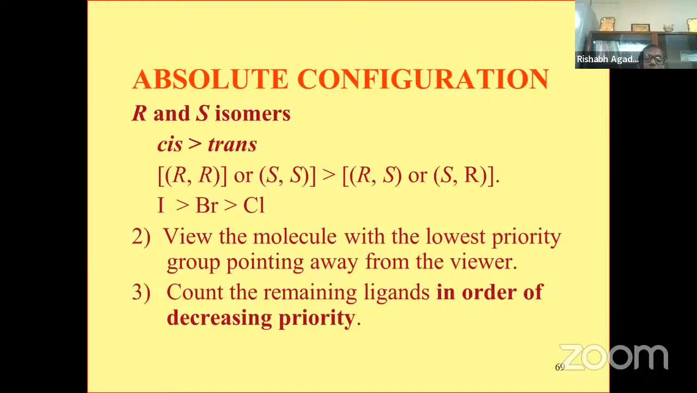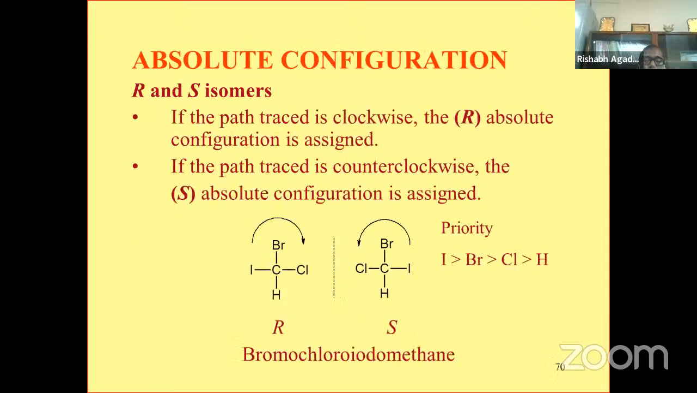Now if cis is there, it will be preferred over trans. If RR is there, it will be preferred over SS. If RS is there, it will be preferred over SR. Iodine will have preference over bromine and chlorine, and so on. They postulated certain rules for absolute configuration, and based on that R and S isomers came into existence. If the path traced is clockwise, it will be the R absolute configuration, and if counterclockwise, it will be designated as S.